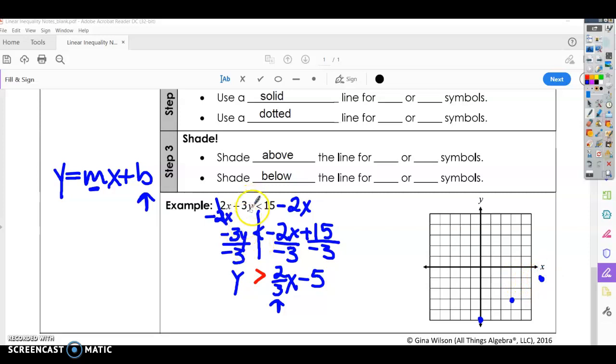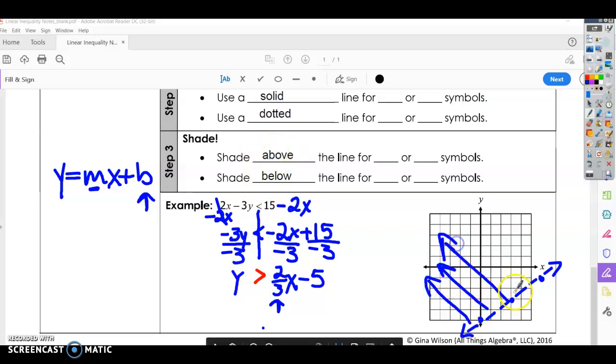And then I'm going to decide, is it solid or dotted? Okay, remember less than and greater than are dotted because there's no line under it. That means the points on the line are not included in the graph. So I'm simply going to make a dashed line. I'm going to put arrows because I know that line continues. And now I have to say this is y greater than. Greater than means I shade above the line. So it's going to be everything above the line. So you can take a pencil, shade all of this in, and that would be your solution.